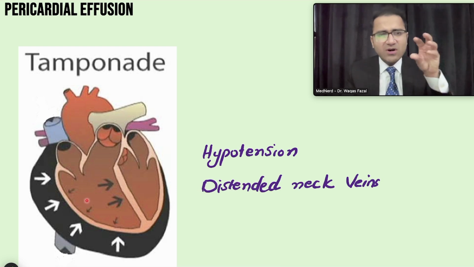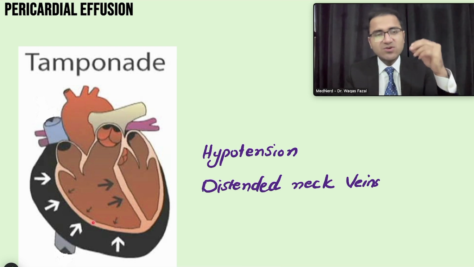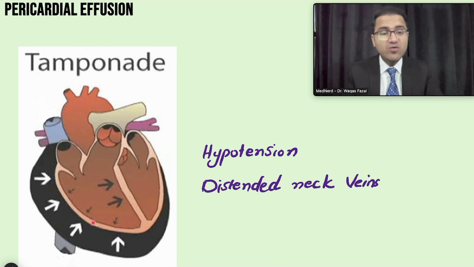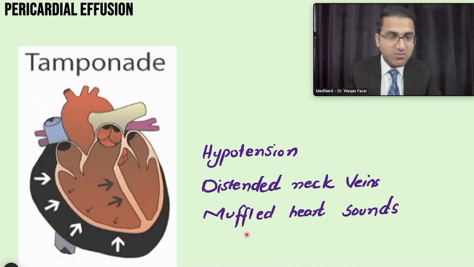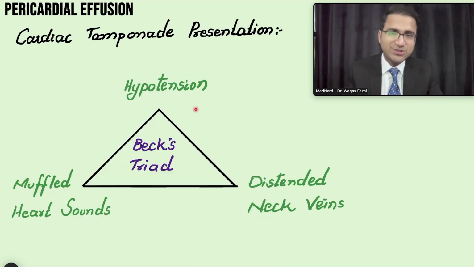And with that, when you auscultate the patient's chest, you won't be able to hear the heart sounds, because the heart sounds are muffled due to the fluid that dampens the sound. This is a triad that is called Beck's triad. Beck's triad is diagnostic for pericardial effusion. Beck's triad has hypotension, muffled heart sounds, and distended neck veins, a commonly tested point in exams.